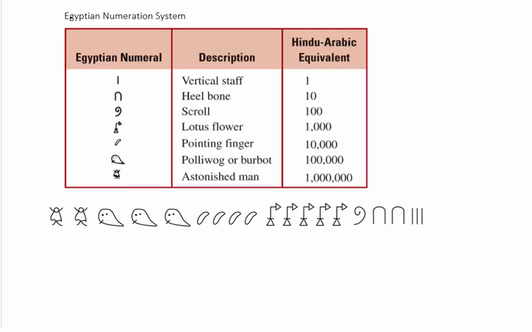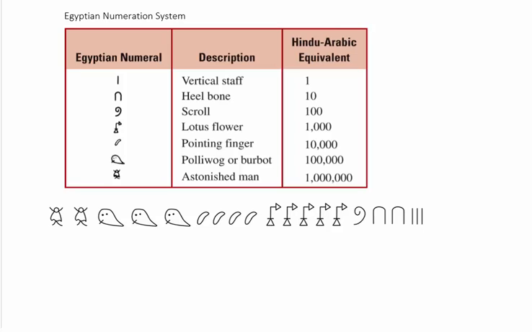All right, the next culture we're going to look at is the Egyptian numeration system. This is where they used hieroglyphs to represent place value. And so you can kind of see in the chart there the different symbols they used and some of the interesting names. I would love to be in the meeting where they came up with some of those titles. The Astonished Man stands for 1,000,000. I guess if we had 1,000,000, we would be astonished. Anyways, so we're going to translate this into what we consider to be our number system.